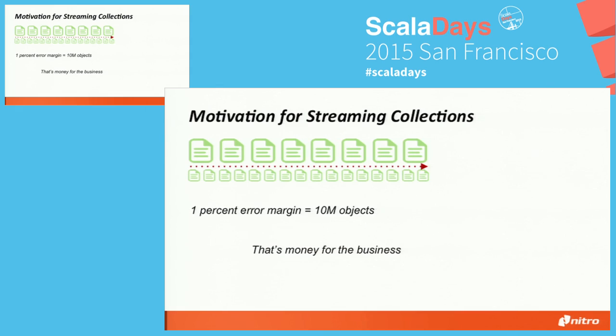Even a 1% error margin with a billion documents is 10 million that you have to account for. And that's money for the business. That was actually one of the motivations for this project. We had a production bug that was not cleaning up files in S3, and so we had to go through the whole object collection and find the ones that were orphaned and left out. It's not a huge amount of money, but it's always good to save.